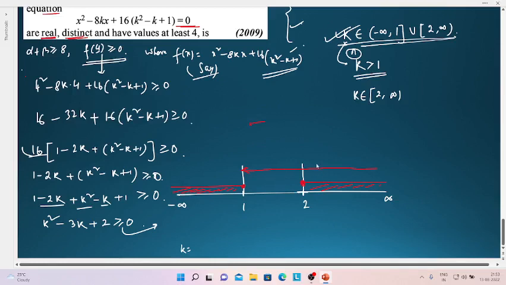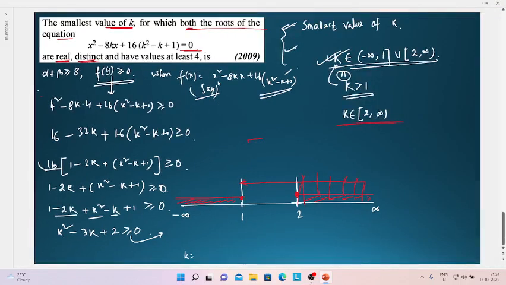So can you tell me what is the intersection of these two graphs? Basically that particular region from 2 to infinity. So that is why k belongs to closed interval 2 to infinity. Now let me see the question, which is: what is the smallest value of k? Since k starts from 2 and onwards, 2 will be the smallest value, right? So 2 will be the minimum value of k.